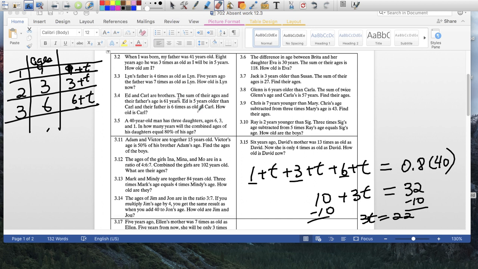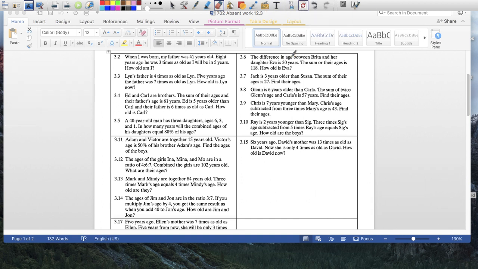So t is going to be 22 over 3. I'll leave it as a fraction. So that would be like 7 years and change, 7 and 1/3 years. I don't know if that makes sense. All right, I'll come back to this one. It's 3.5. I'll make a note. Moving on, 3.6.